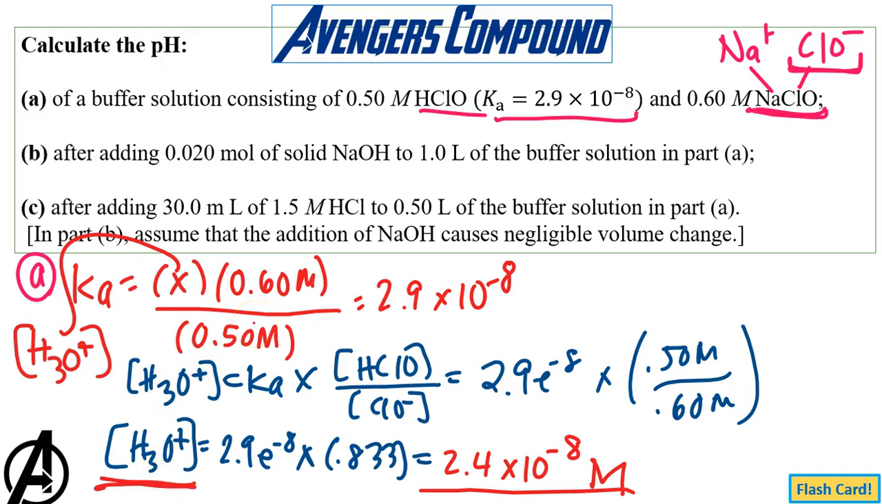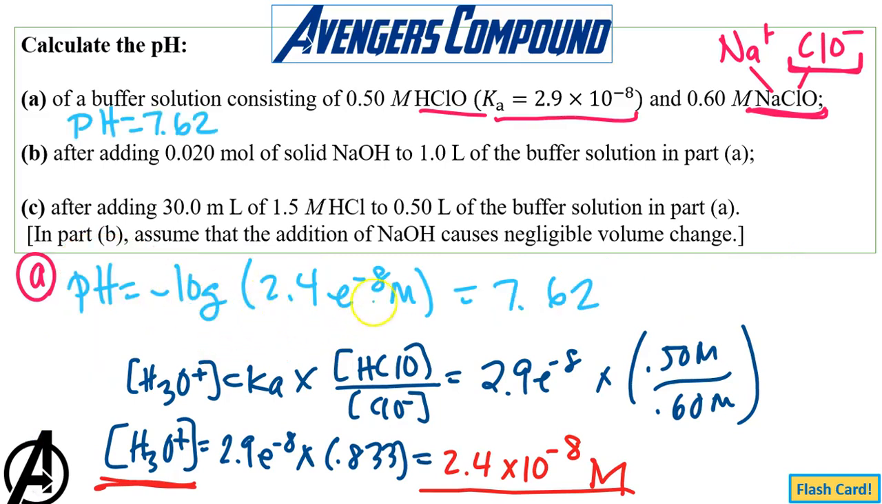And so therefore, if I go ahead and get my pH, I can say my pH is equal to negative log of my H3O plus concentration. And when I do that, I get negative log of 2.4 times 10 to the negative 8 molar is equal to a pH of 7.62. So for letter A, the pH of this buffer solution is 7.62.